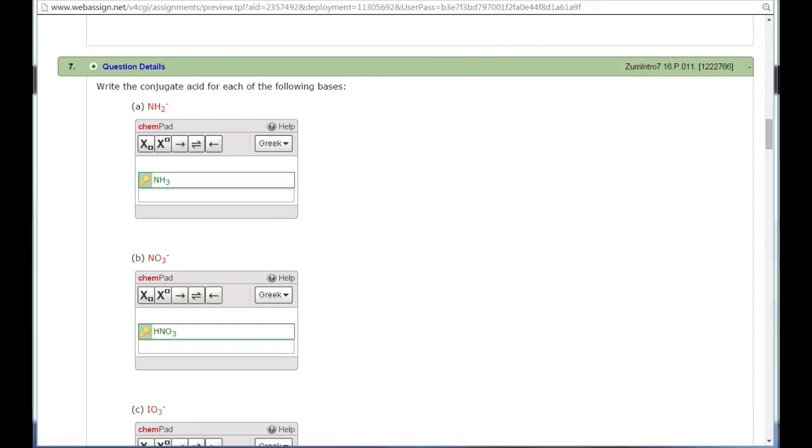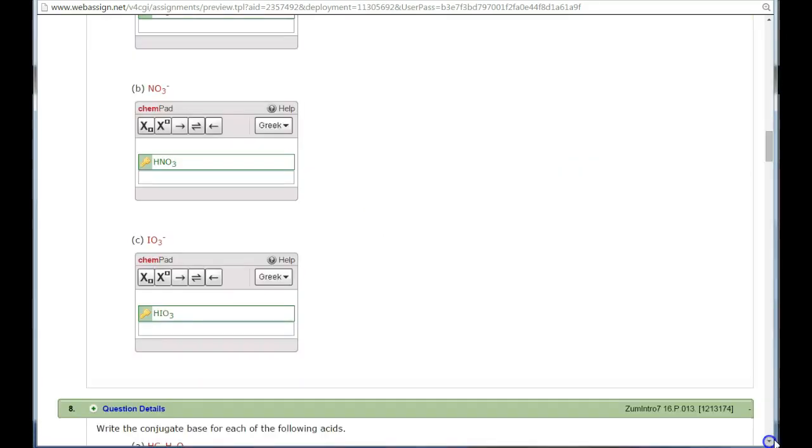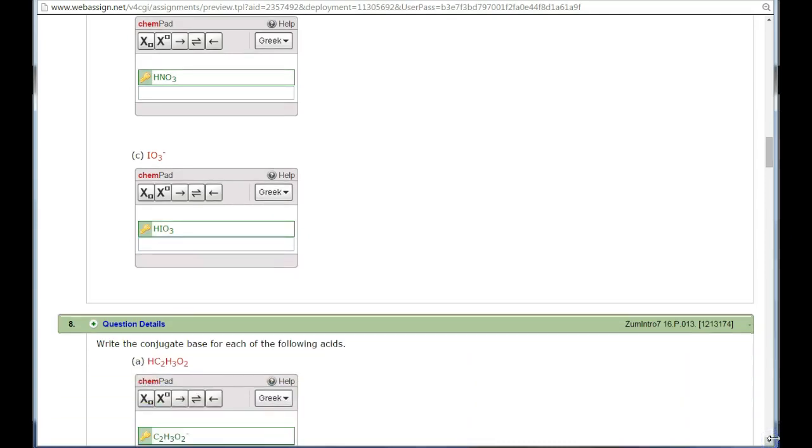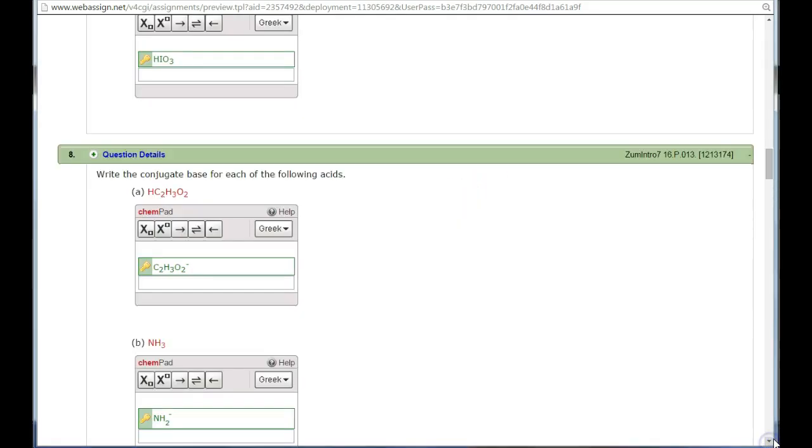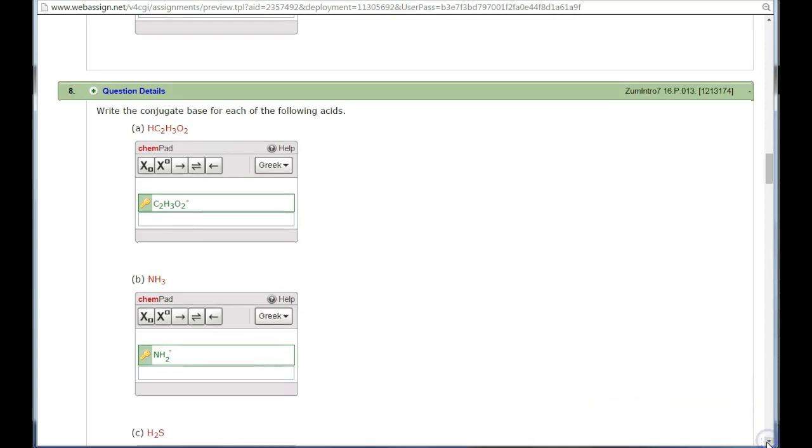Now let's look at the next one. IO3 with a minus. If we add an H, it's HIO3, and it's neutral because we moved from minus 1 to 0. Let's move on to write the conjugate base.